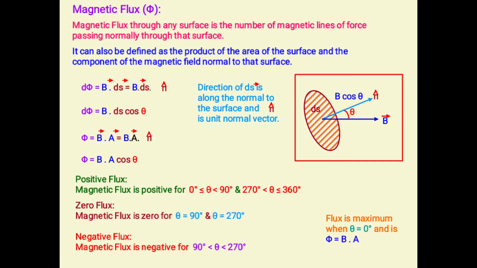And the maximum flux, definitely, is when cos theta has its maximum value. As we know, the maximum value of cos theta is +1, and it happens only when theta is 0 degree. You can say if the area is held perpendicular to the magnetic field, the area vector is parallel to the magnetic field. And in a more general way, you can say if the surface is perpendicular to the magnetic field, the magnetic flux is maximum. Now we will discuss some units of magnetic flux.